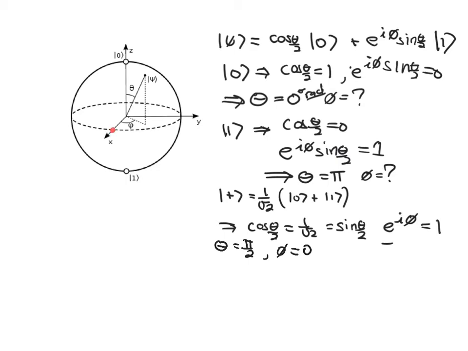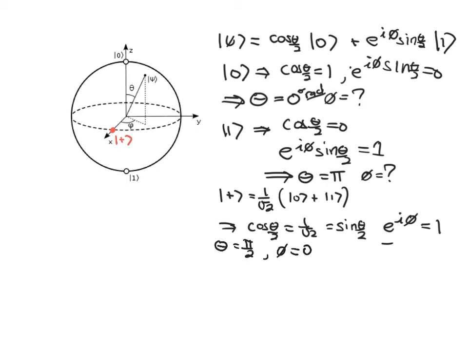So that means that this state, the plus state, is located right at this point on the Bloch sphere, because it has a co-latitude theta of 90 degrees. We're right on the equator, and the phase angle is 0 radians, and that's measured with respect to this x-axis here. So the plus state is right where I've shown it.